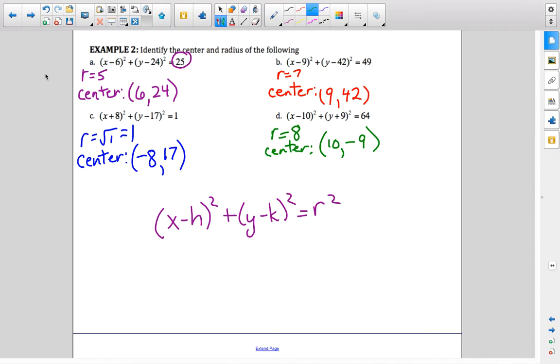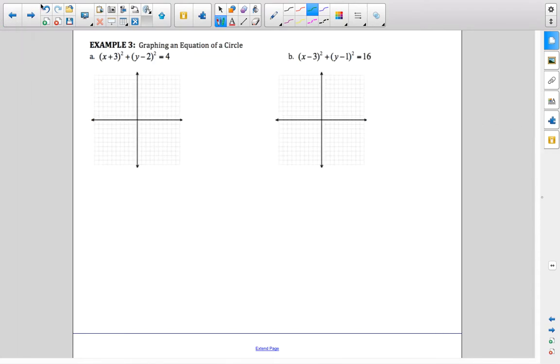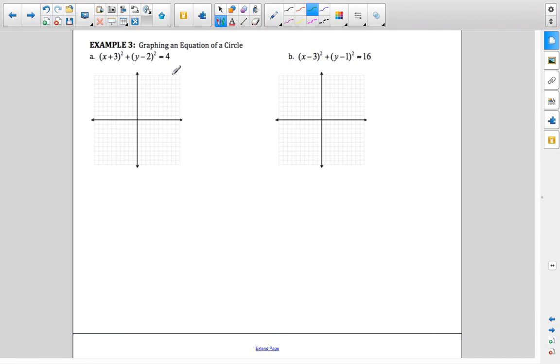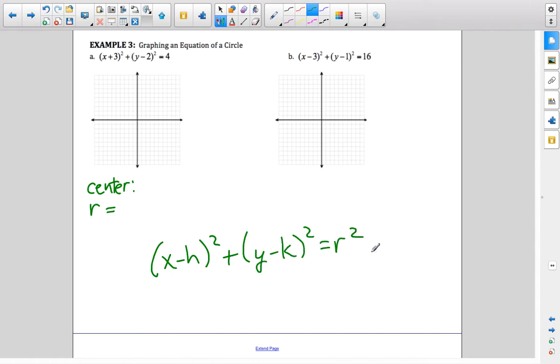Okay, so let's look at our next group of problems. And now here we're actually going to be doing some graphing, which you know will be very hard for me with this little board that I'm using here. But let's first identify our center and our radius. And then you can go ahead and do the graphing probably yourself.